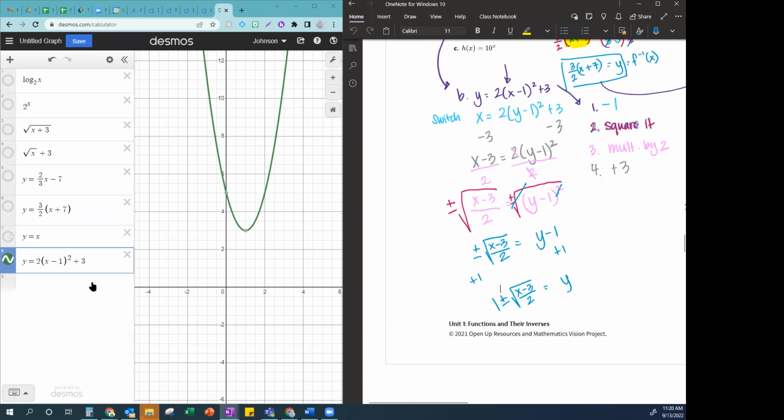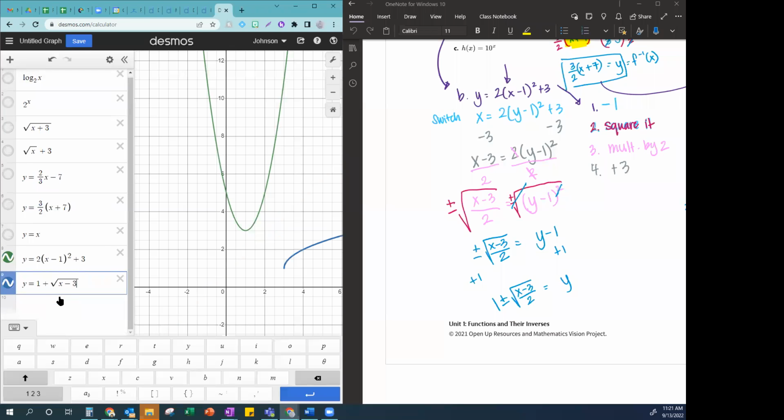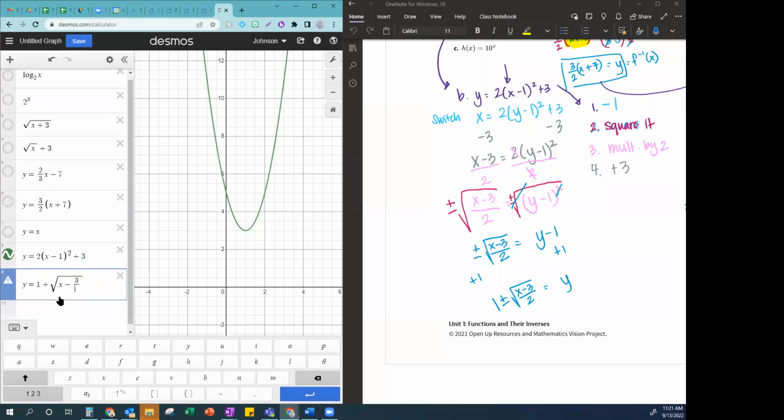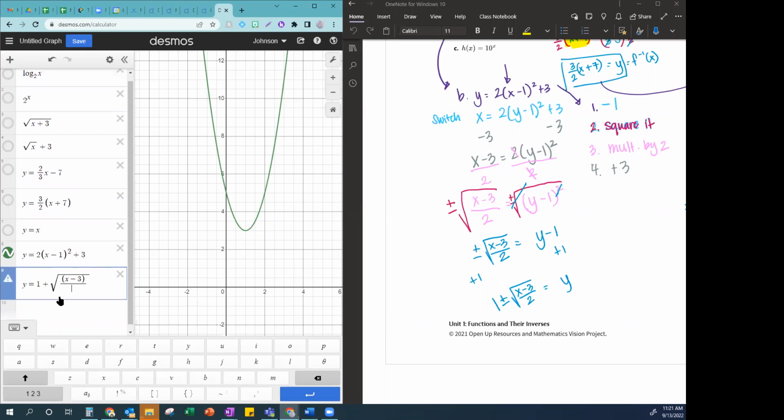But picture-wise, I'm going to graph this. And the interesting thing is if you try to graph plus or minus, this calculator won't do it for you. So I'm going to graph just one side at a time, and then you'll understand why. So let's see, 1 plus the square root of x minus 3 divided by... not like that, I don't like it. So I'm going to put parentheses around this. Very good. And I put divided by 2.